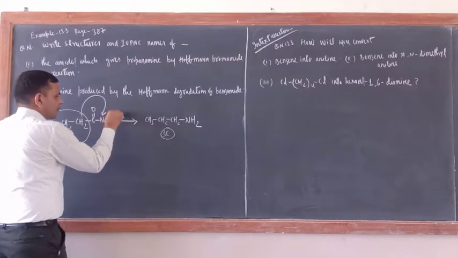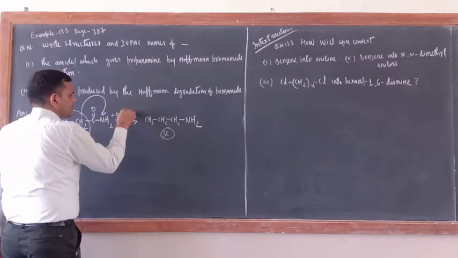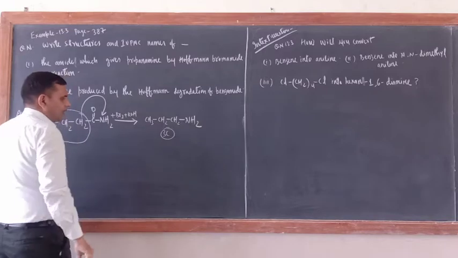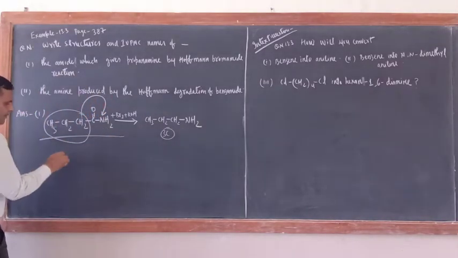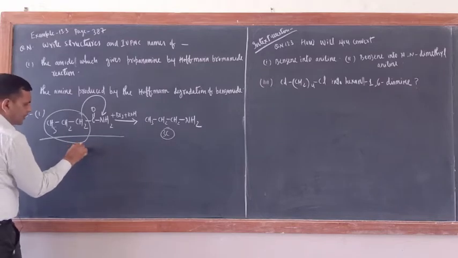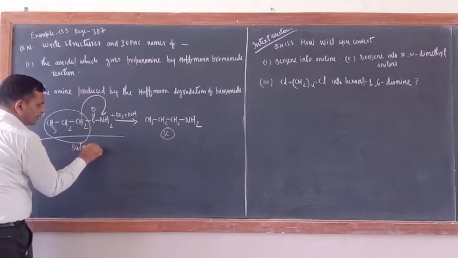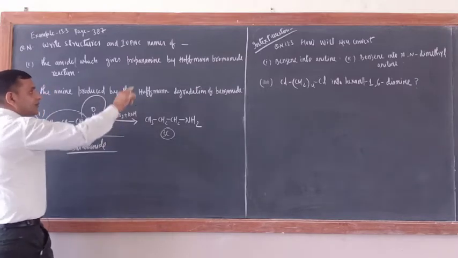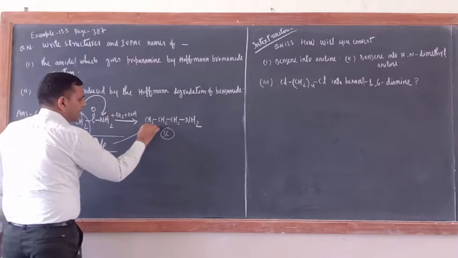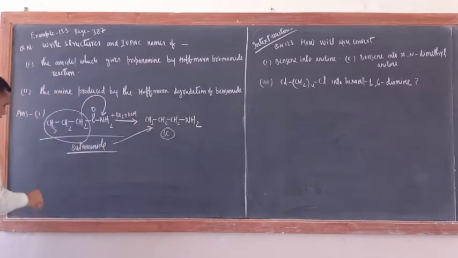Plus here what would be there? Br2 plus KOH would be there. So now what would be the name of this amide? Butanamide. This is the amide which, upon Hofmann bromamide reaction, will yield this amine. Now the second one.